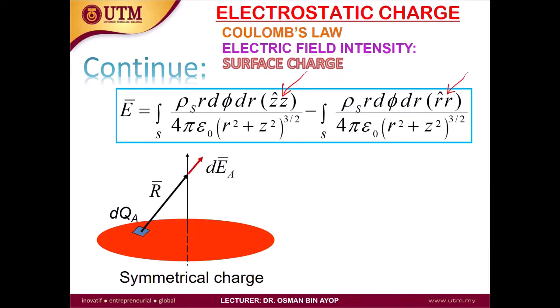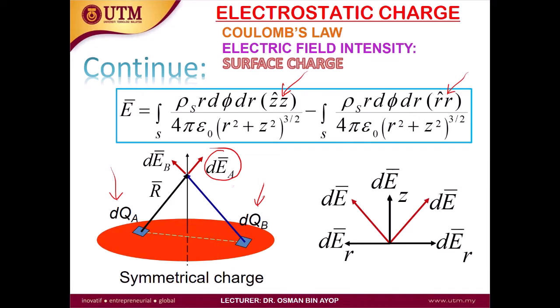So let's say we take a sample here, and this sample contributes to the small E-field. Then we take another sample which is in the opposite direction or 90 degrees difference, and this sample charge, let's say this is dqa and this is dqb, contributes to another small E-field which is dEb. Okay, this is the situation.